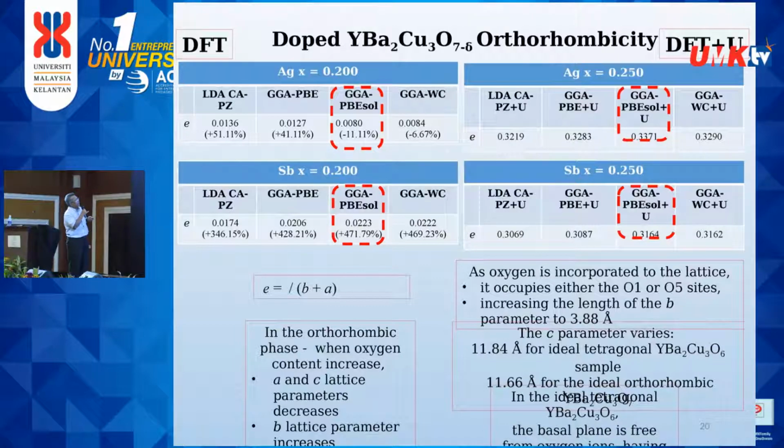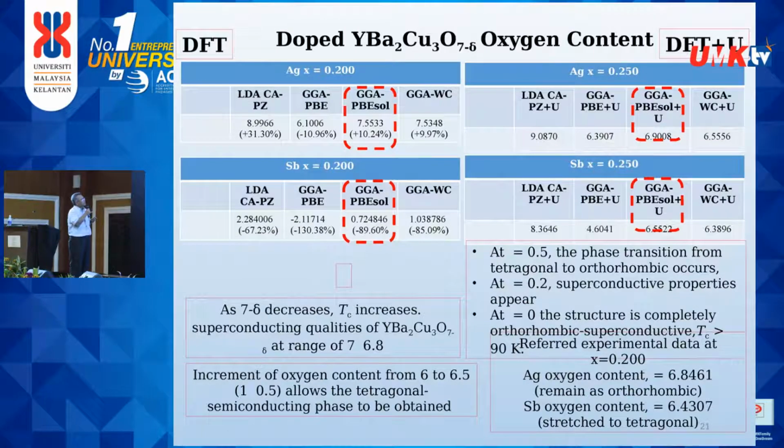Okay, this one is the oxygen content of doped YBCO. We use GGA PBEsol, which is quite close with the experimental data. It's about 10.24% difference. And for GGA PBEsol, 7 minus delta is 6.9, so it remains orthorhombic. And also for antimony 0.2, GGA PBEsol is quite close. And also for the DFT plus U, 6.552 is quite close with the experimental data.